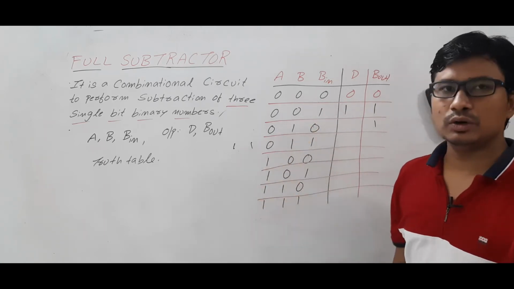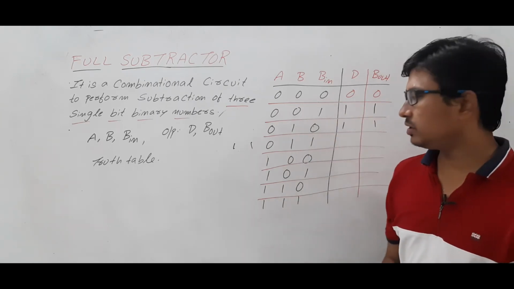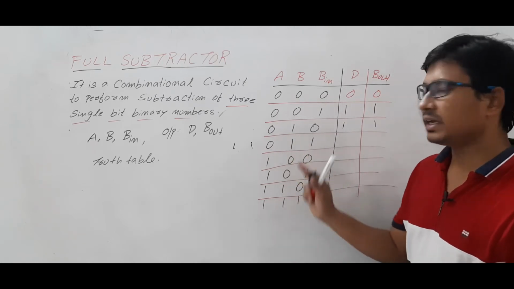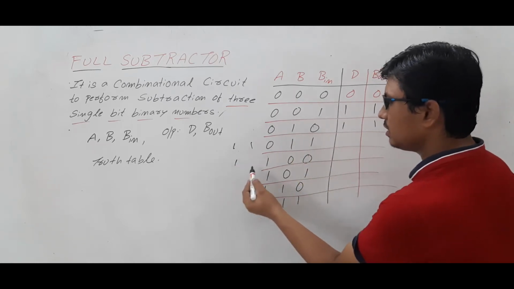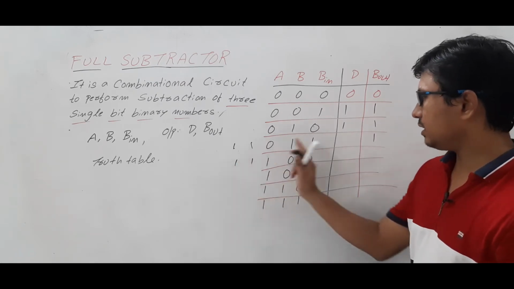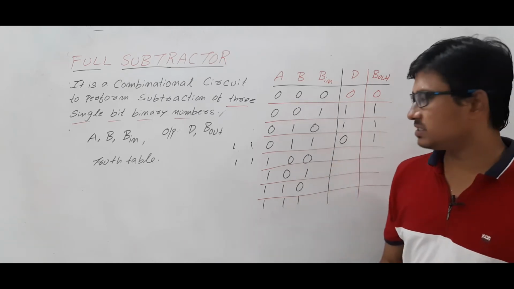1 and 0, what is the difference? 1. Are you able to follow it or not? Now again do it, 0 and 1. You will get the difference as 1, borrow as 1. Keep the borrow here. Now this 1 and 1, subtraction if I do, I will get the difference as 0.